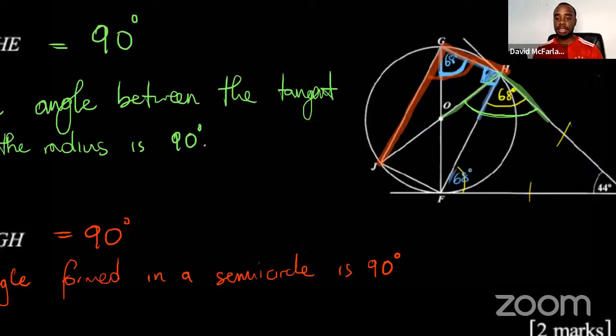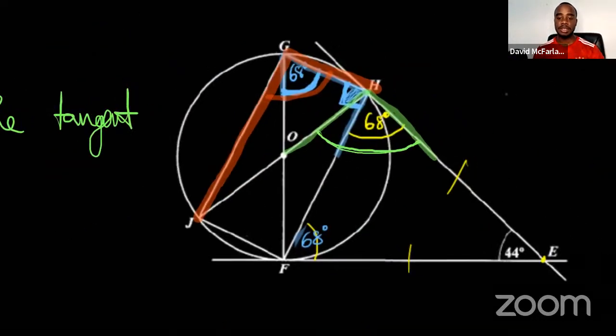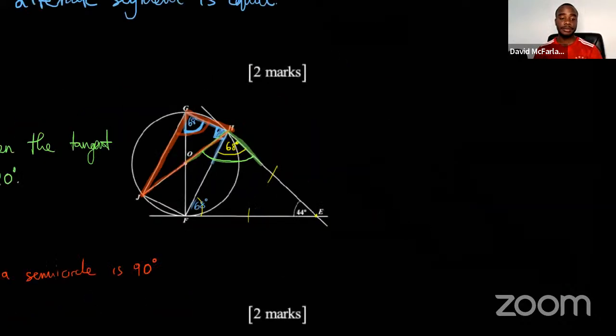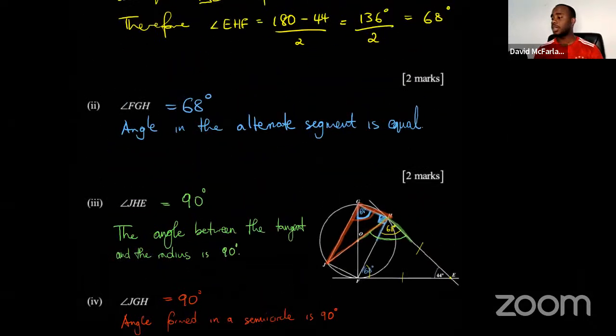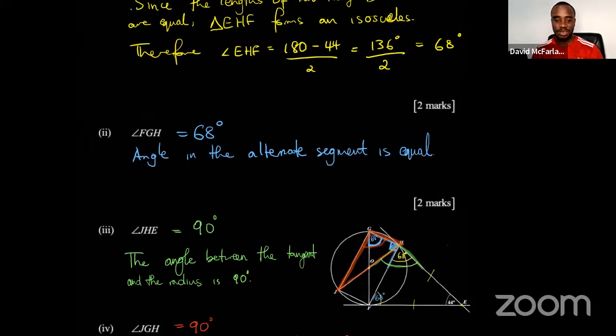As we realize here, JH is a diameter. So if I were to trace the rest of it, this is a semicircle. So it forms a semicircle, and that's why that angle would be 90. All right, good. This is the last question we're going to look at.